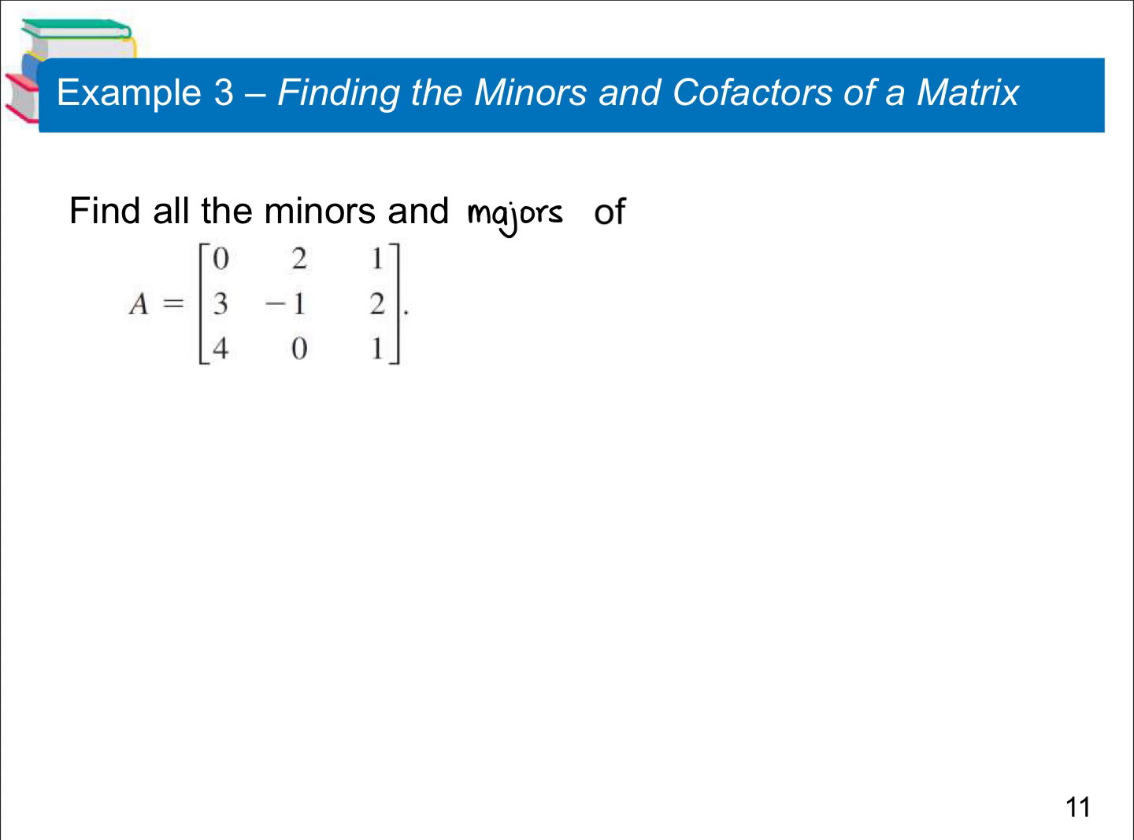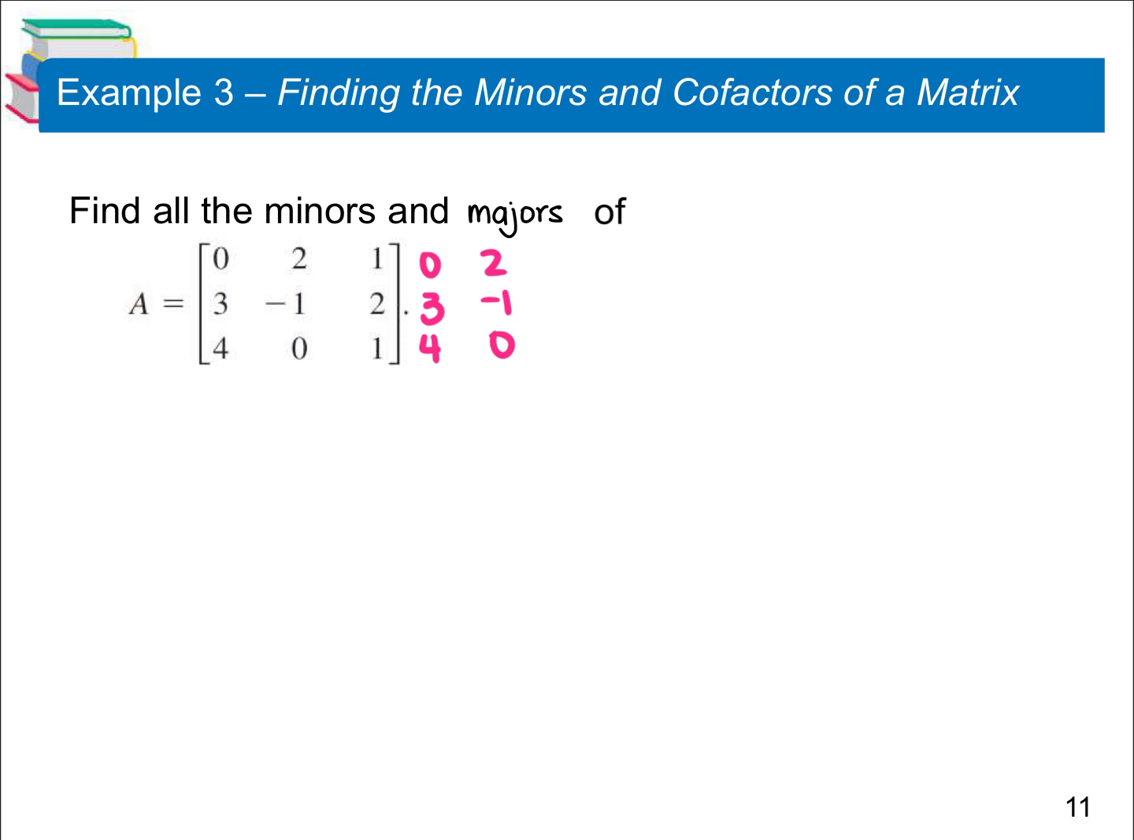If we look at one of the examples that have to do with your 3x3, it tells you to find all the minors and all of the majors. If we go to start this, we're going to recopy down the first 2 columns that you are given. So that's that 0, 3, 4, and the 2, -1, 0.